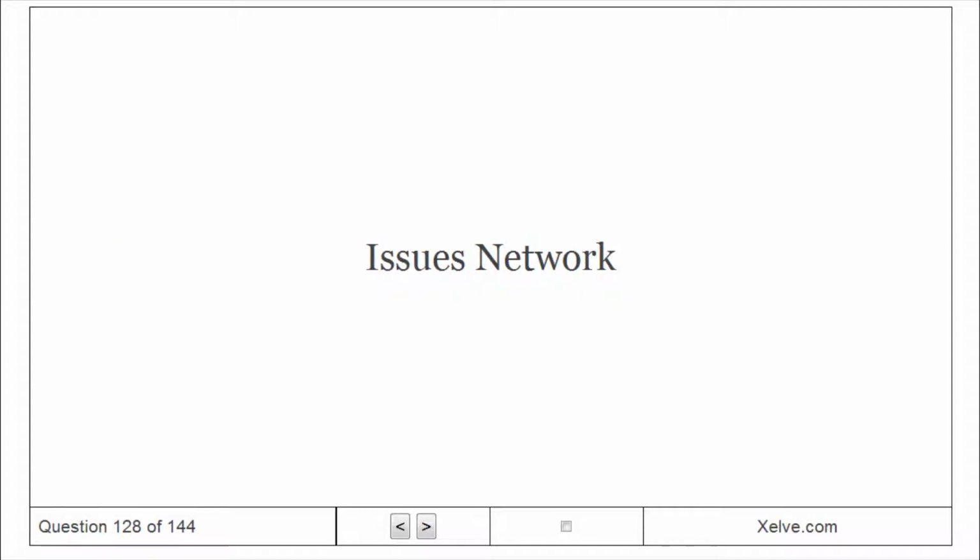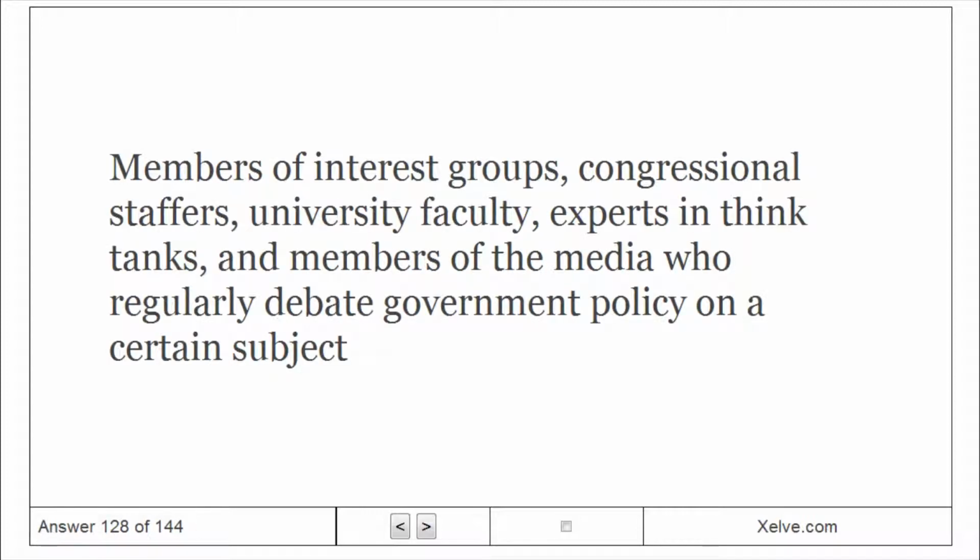Issues Network. Members of interest groups, congressional staffers, university faculty, experts and think tanks, and members of the media who regularly debate government policy on a certain subject.